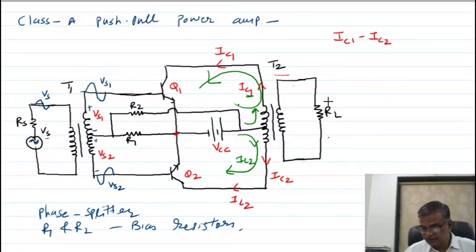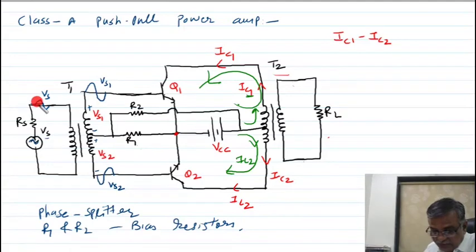Now, I have already shown the waveforms of VS1 and VS2. Listen again, the waveforms of VS, VS1 and VS2 are shown in the figure. When VS is positive, VS1 is positive and VS2 is negative. When VS1 is positive, it means the base of Q1 will be more positive.